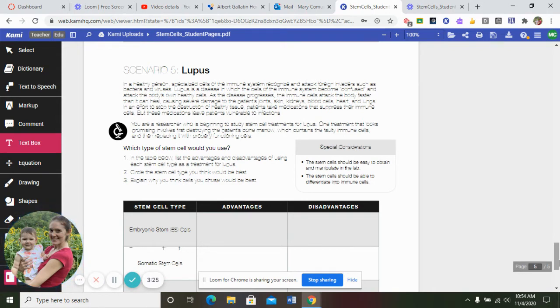In an effort to stop the destruction of healthy tissue, patients take medications to suppress their immune cells, but these medications leave the patient very vulnerable to infection. You're a researcher who is beginning to study stem cell treatments for lupus. One treatment looks promising, involving first destroying the patient's bone marrow, which contains faulty immune cells, and then replacing it with properly functioning genes. Special considerations would be the stem cells should be easy to obtain and manipulate, and the stem cells should be able to differentiate into immune cells. So a little background here on that.